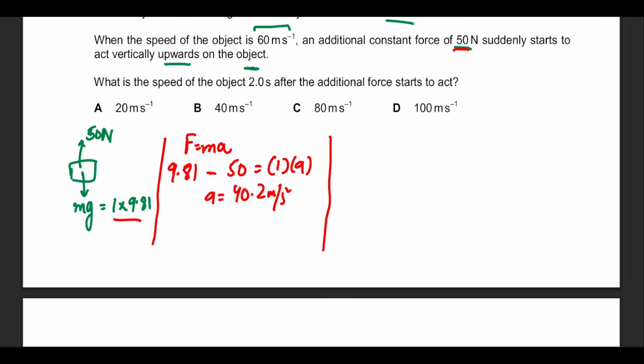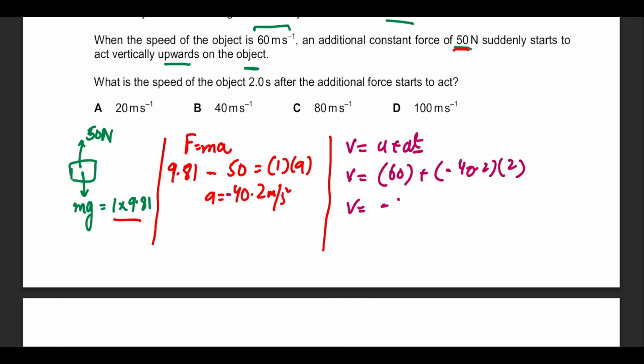And then we can use the equation of motion, which is v equals u plus at, because time is involved. So the final velocity because of this should be, if it happened when it was at 60 initial velocity, plus minus because of deceleration, definitely. This will be 40.2, but this acted for 2 seconds as t.